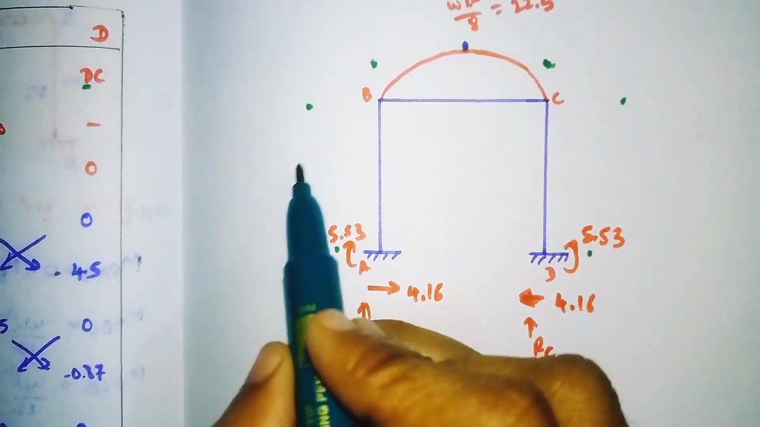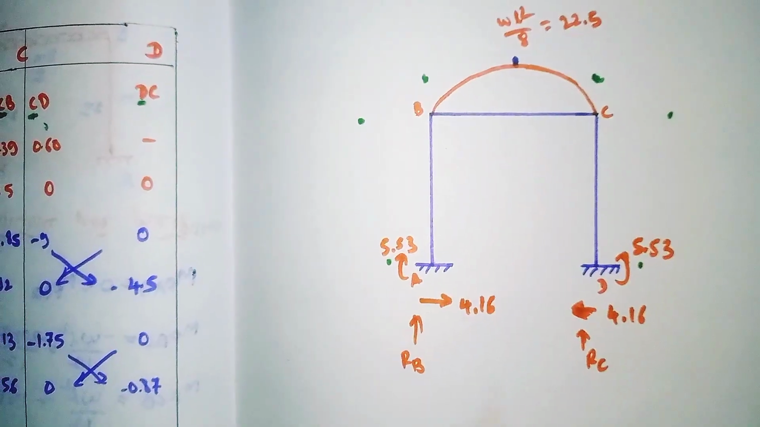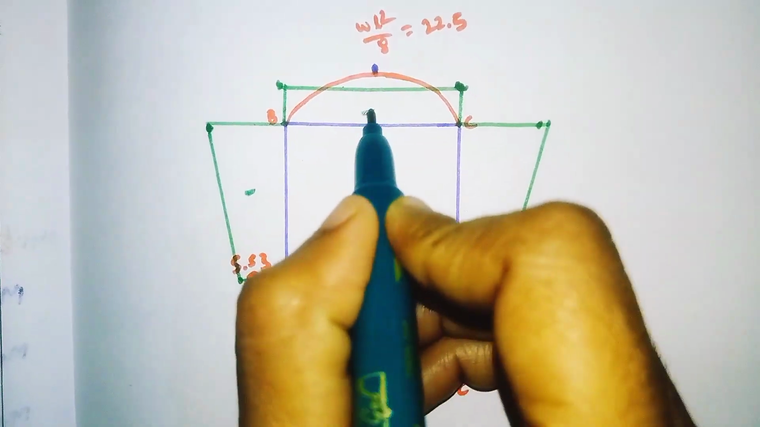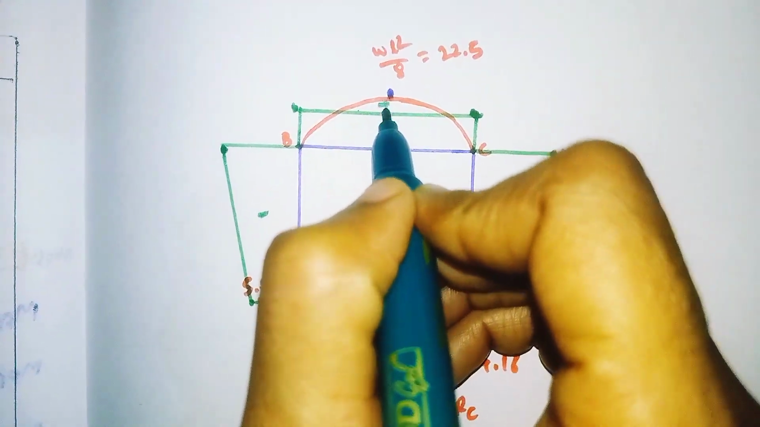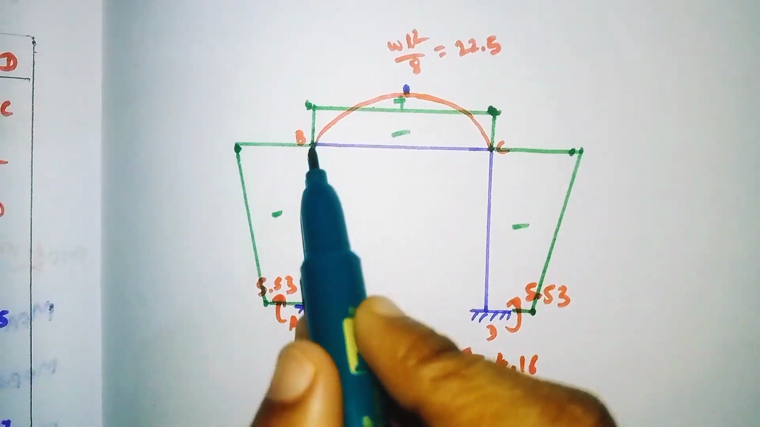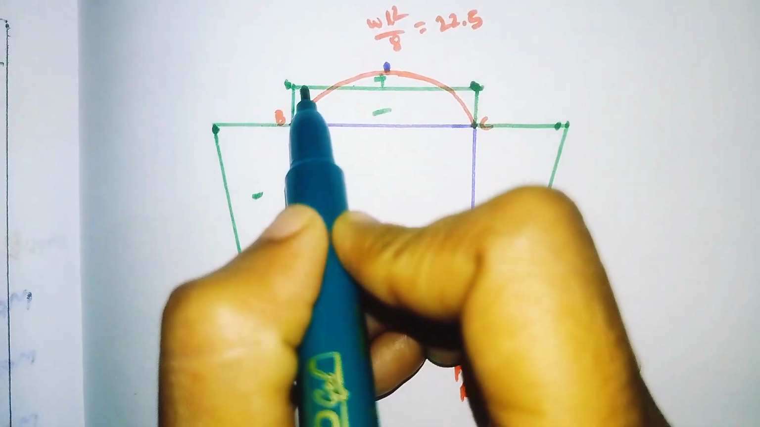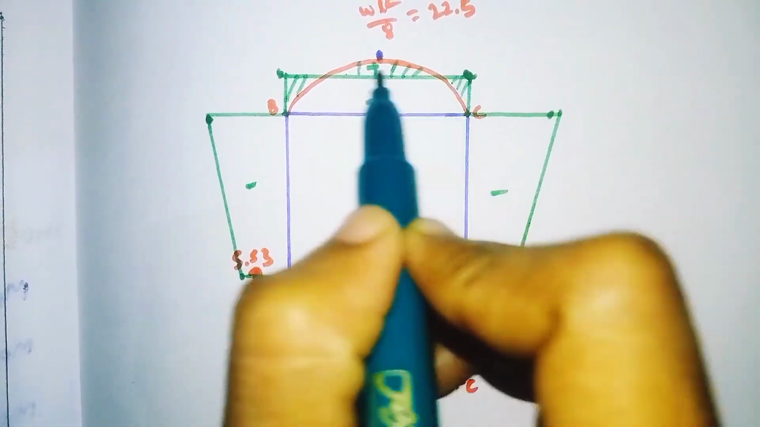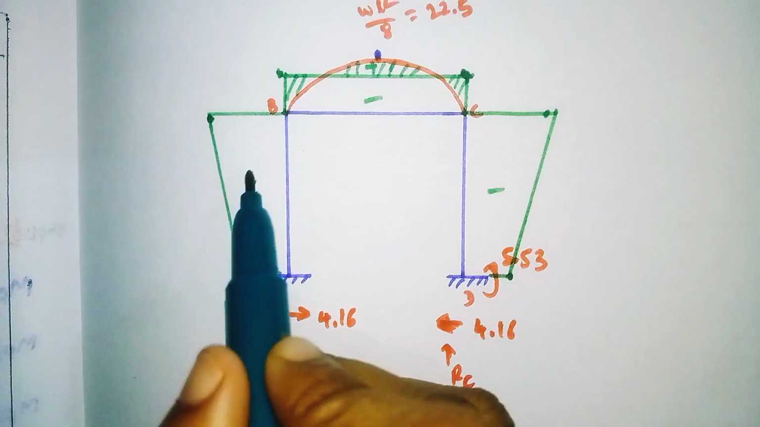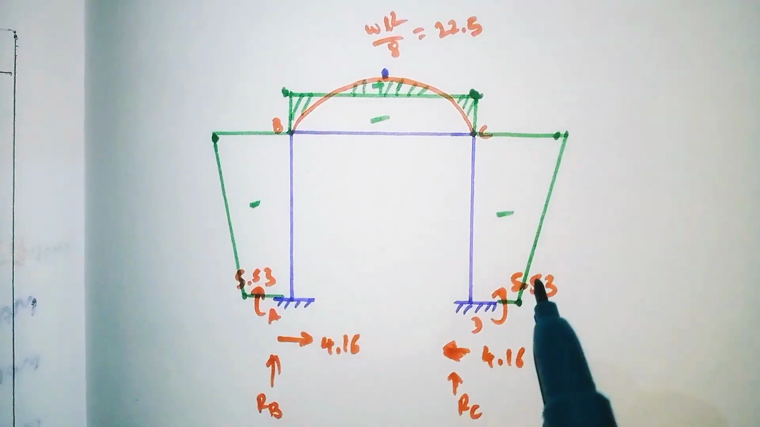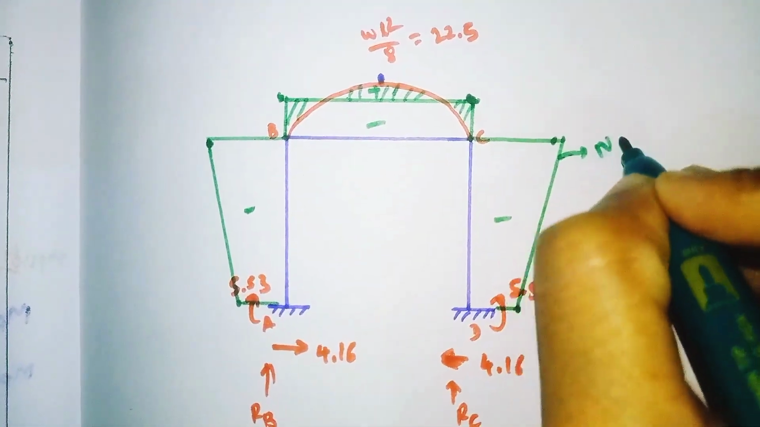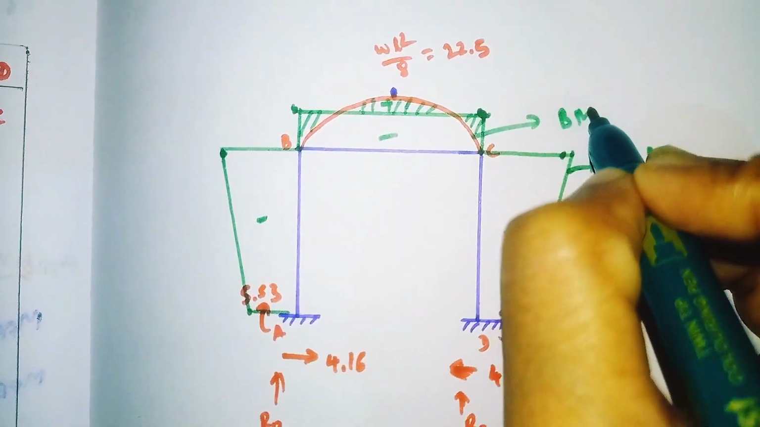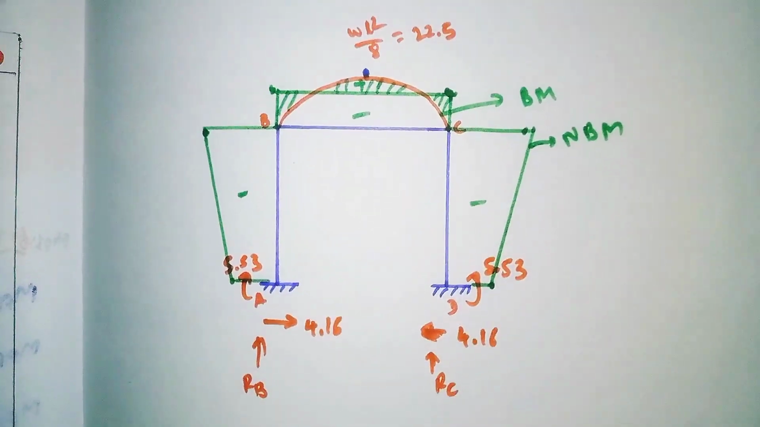So now I will join it. So this is our final bending moment diagram. This portion is negative, and this is positive. If you want, you can shade it like this. The line you are seeing in green is the net bending moment, and this is the bending moment. We need to draw both.